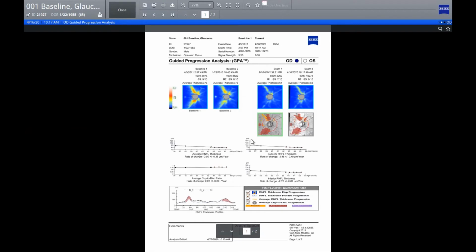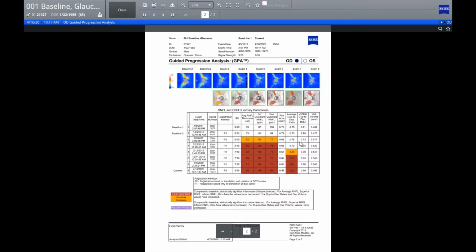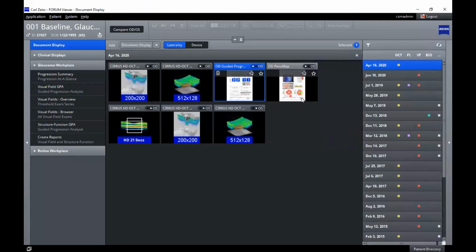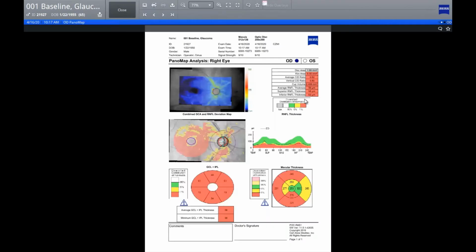These are really helpful reports if you've got nothing else that you can dive into. They've got 2 pages to them. These are in PDF, exportable, printable. Again, another really nice utilization tool. And then maybe even something that some of the attendees are used to seeing here, a panomap. So we're now looking at a full picture of the optic nerve as well as the macula, looking at the ganglion cell and IPL complex associated with the RNFL. Also, again, a really useful tool.